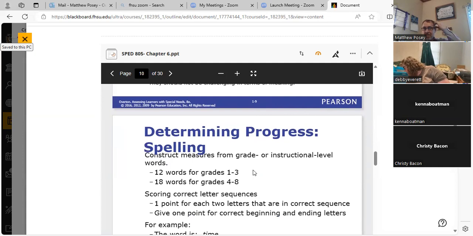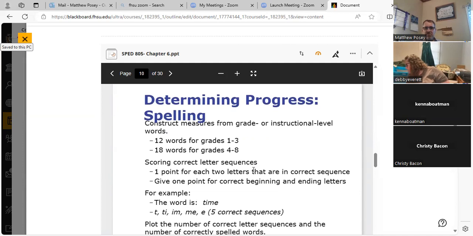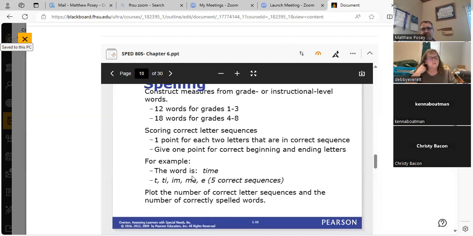Here's some of the things in spelling. I don't know if any of you are doing spelling, but it gives you some suggestions. Grade or instructional level words: 12 words for grades 1 through 3, 18 words is the suggested growth rate for grades 4 through 8. You could do correct letter sequences, 1 point for each 2 letters that are correct in the sequence. We're getting into a little bit of the process of when we do some of the norm-referenced testing, WJ, where we have to score some things like this.